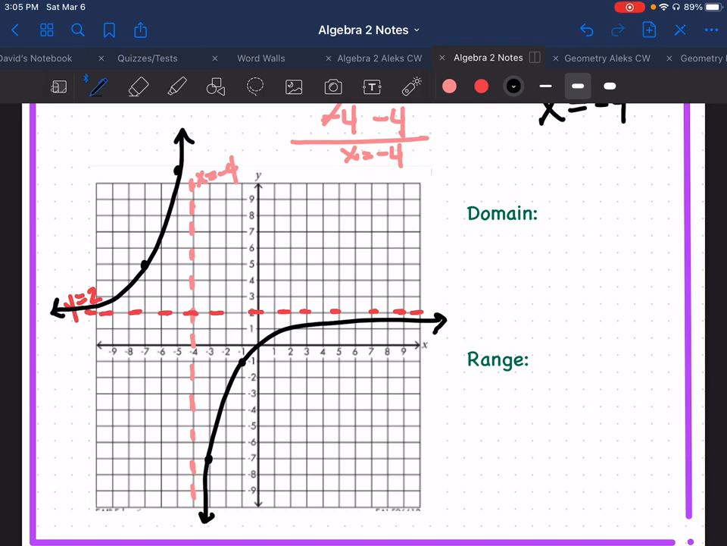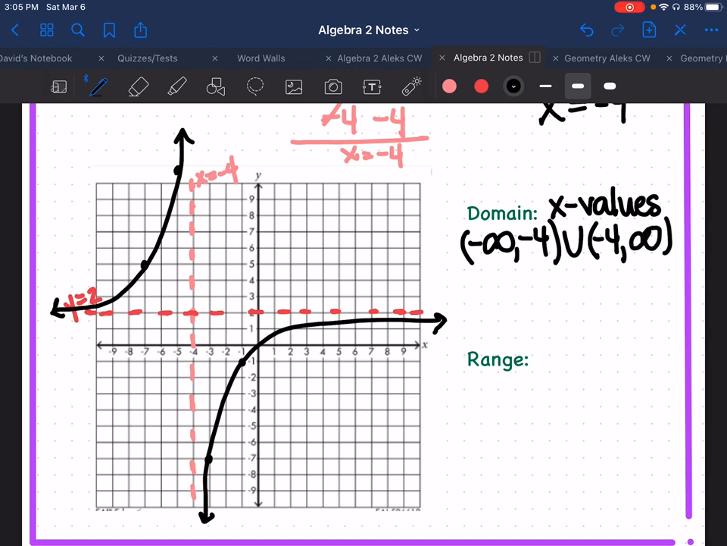All right, remember my domain are my x values. These are my x values. So if I'm looking at my graph, it's everything except this guy right here. So negative infinity to -4, union -4 to positive infinity. Okay? This part gets this stuff. This part gets all that stuff.